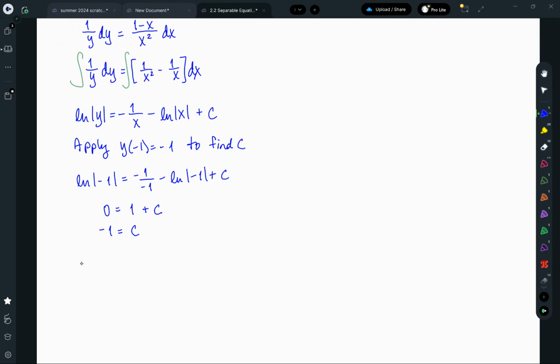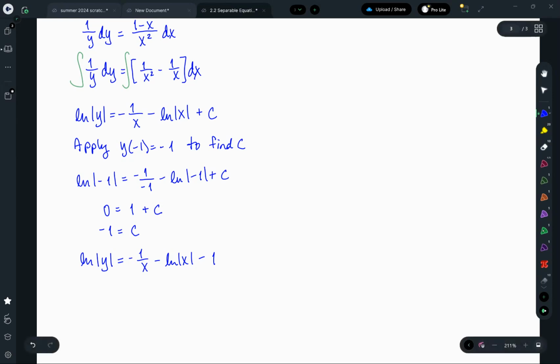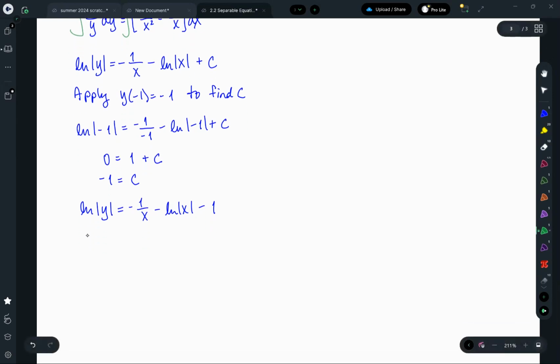That means now we can rewrite natural log of the absolute value of y equals negative 1 over x minus the natural log of the absolute value of x minus 1. Okay, now the big moment, we need to exponentiate both sides. You do not exponentiate individual terms. You exponentiate both sides. One of the most common mistakes to make is to slap an e base on all four terms, but it doesn't work that way.